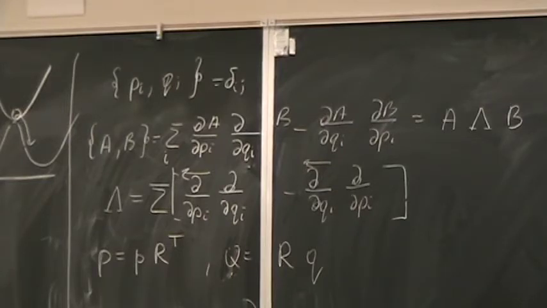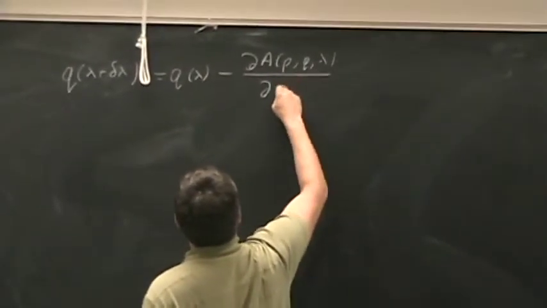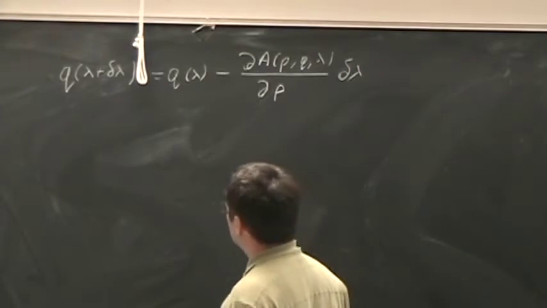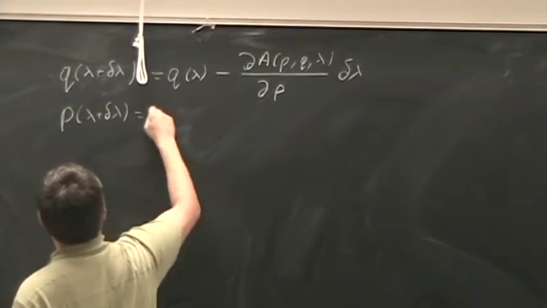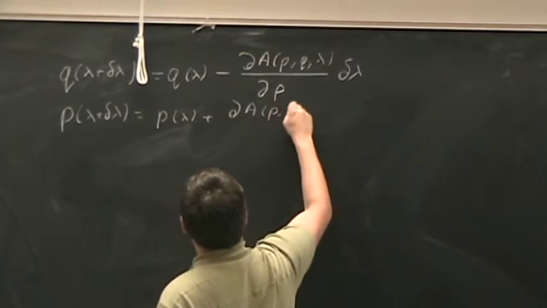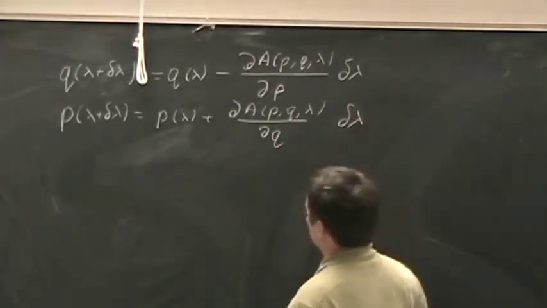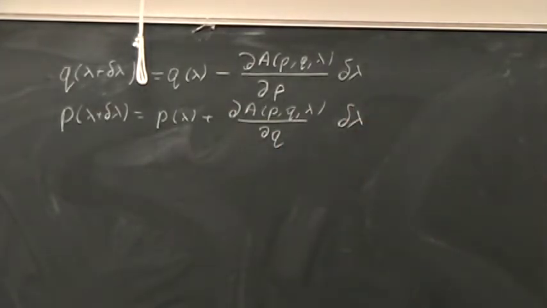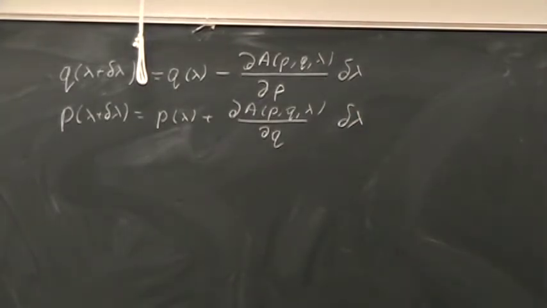And then I will write Q of lambda plus delta lambda as Q of lambda minus some function, dA of p, q, lambda over dp, times delta lambda. And then I define p of lambda plus delta lambda as p of lambda plus dA, the same function A, over dq times delta lambda. So you can express this through a generating function, so this is as general as a general transformation, but in infinitesimal form it's a little bit more transparent.